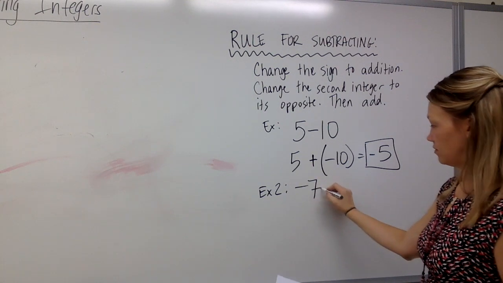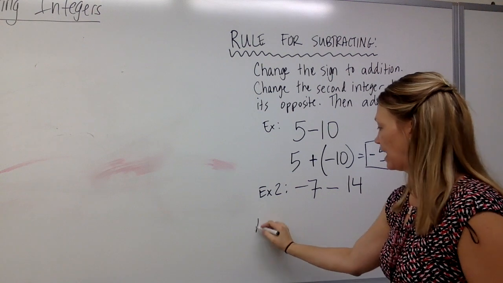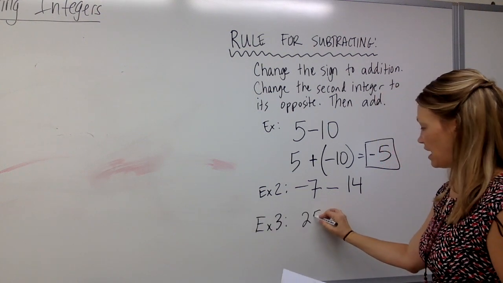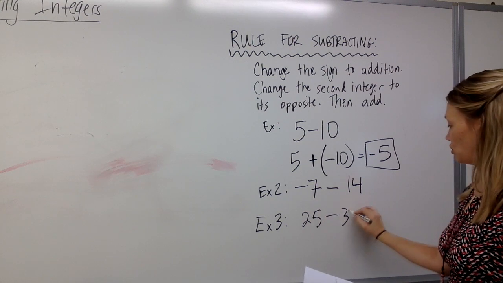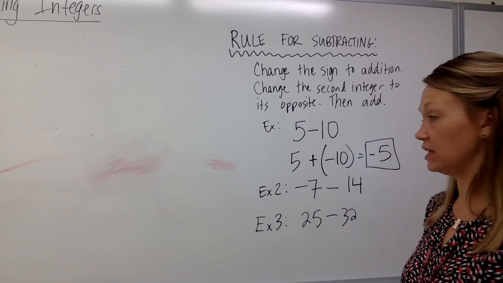Negative 7 minus 14. Negative 7 minus 14 and 25 minus 32. All these need to be written in your notebook, by the way. Hope you're writing these down. So pause here and do these.